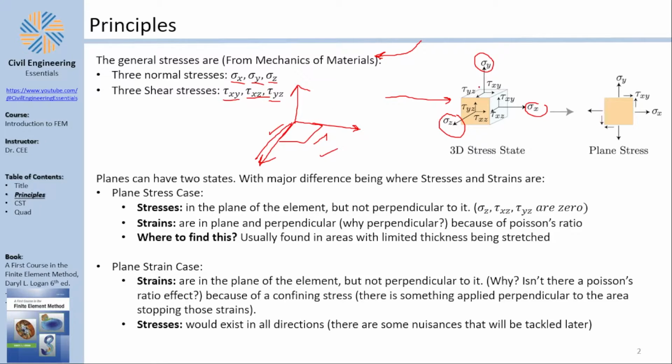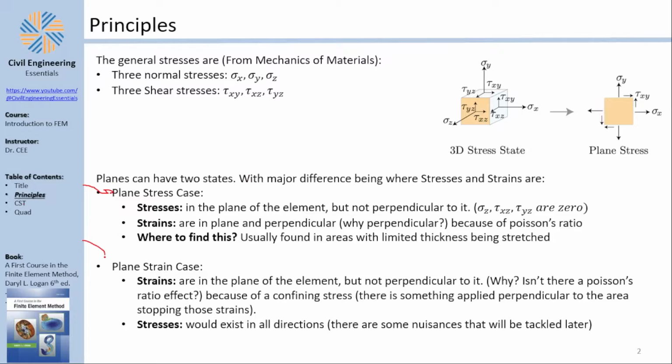Now, this is in 3D, but we are talking about 2D elements, so of course I have a 2D stress relationship. I have sigma x, sigma y, and tau xy. Now, plane elements can have 2 states. A state which is called a plane stress state or case, and a state which is called a plane strain case or state. So a plane stress case, as the name suggests, is a state where you have basically stresses only in the plane and nothing perpendicular to the element. Like sigma z, tau xz, and tau yz are zeros.